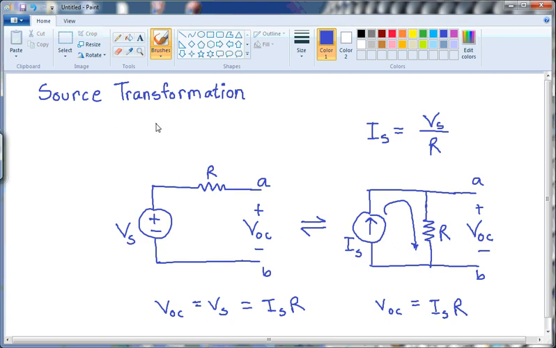So this is another finding: if we want to transform a current source which is in parallel with the resistor R to a voltage source, then the value of the voltage source Vs will be Is, the value of the current source that we are transforming, times the resistor R with which the current source is in parallel.